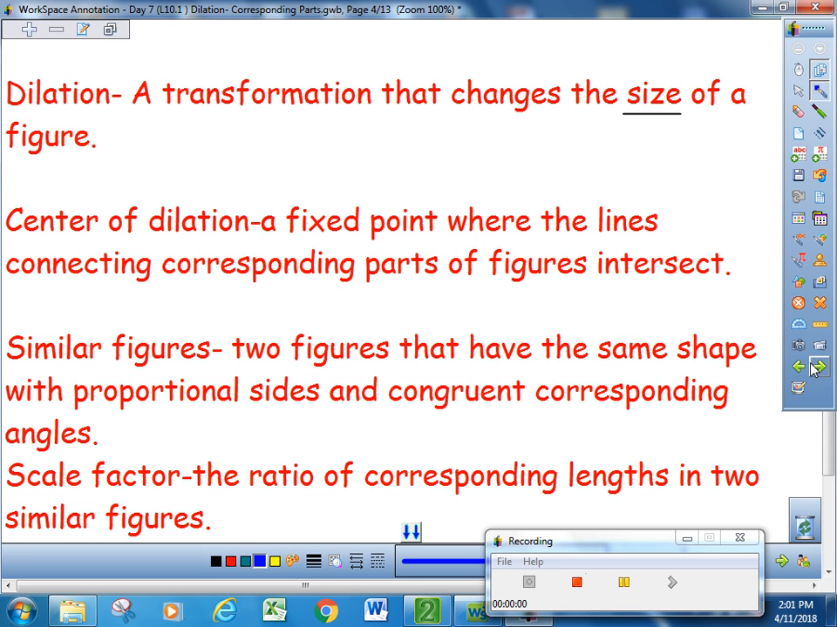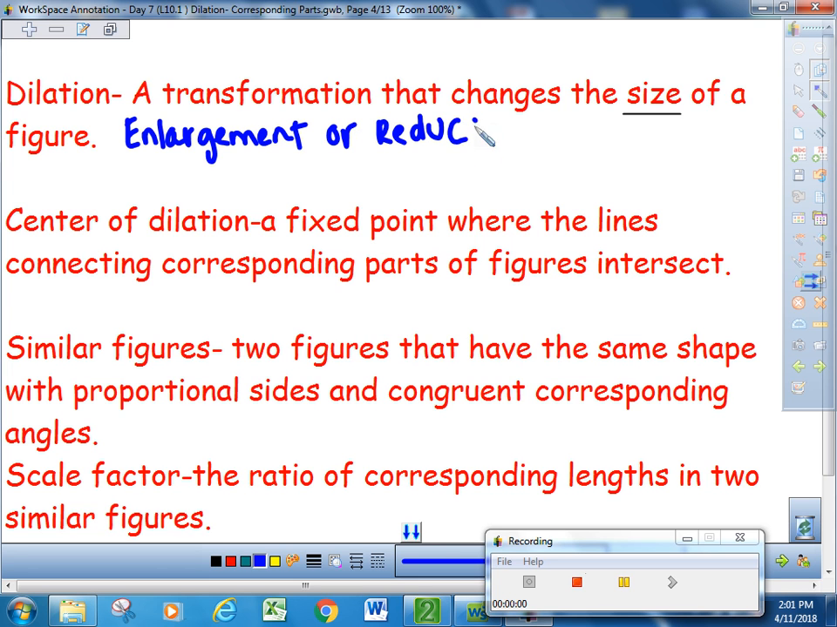Here are some vocabulary words that you need to know. The first one is dilation. A dilation is a transformation that changes the size of a figure. So now you can tell right away if it's a dilation because the figure changes size. It's either going to be an enlargement or a reduction. So it's either going to be larger than the original pre-image or smaller than the original pre-image.